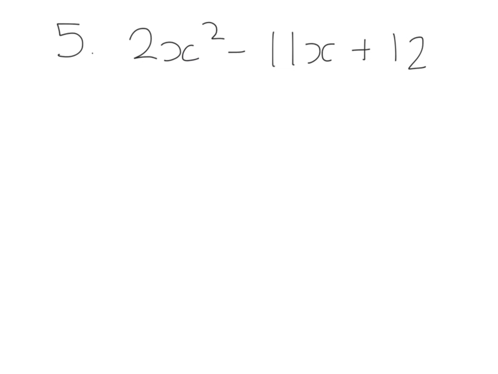Okay, another factorising question similar to last week. Again, it's up to you what method you use. I'm going to multiply 2 by 12 to get 24 and list my factors. Now remember, I want two factors that when added together give me minus 11.